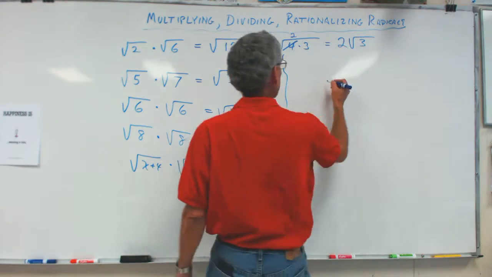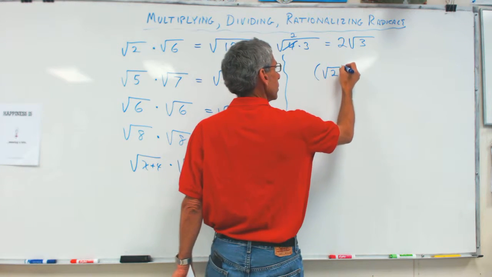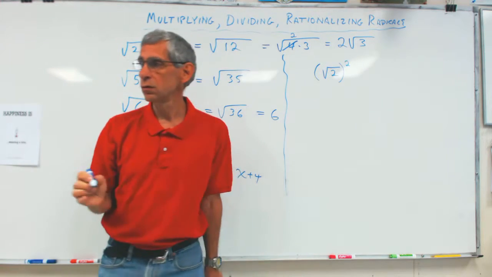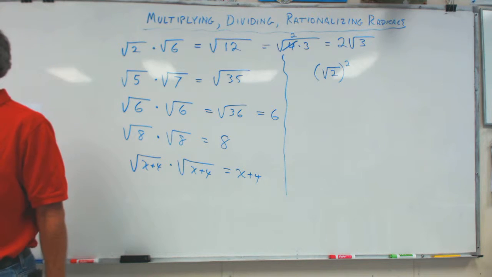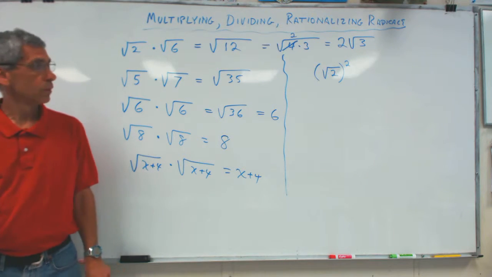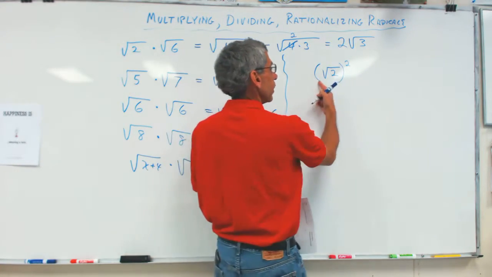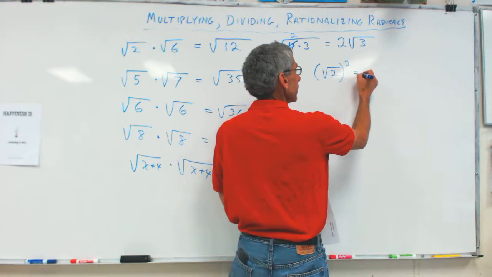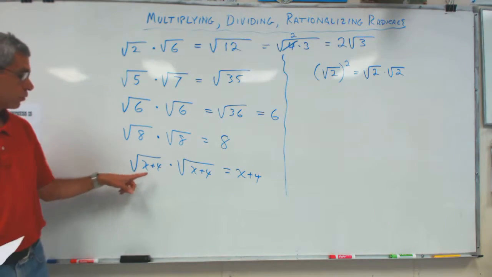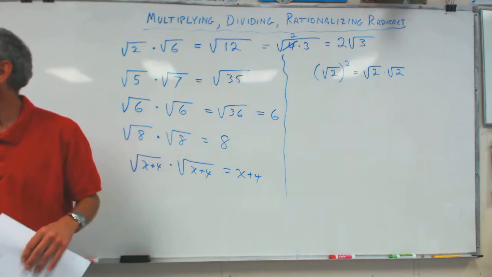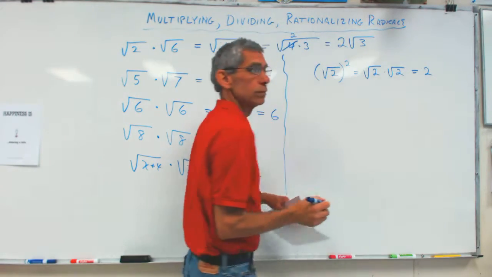What if I gave you something like this? The square root of 2, squared. Remember what that means. The square root of 2 squared is the square root of 2 times the square root of 2. That equals the square root of 4, which is 2. So it's just 2, right?